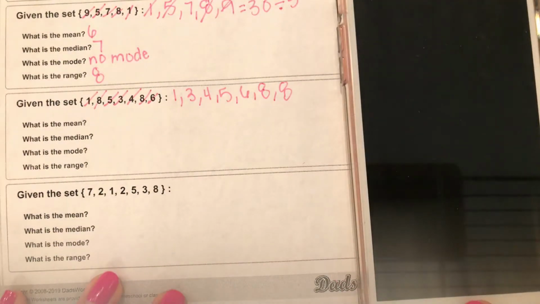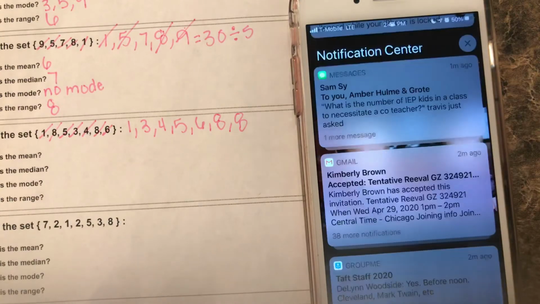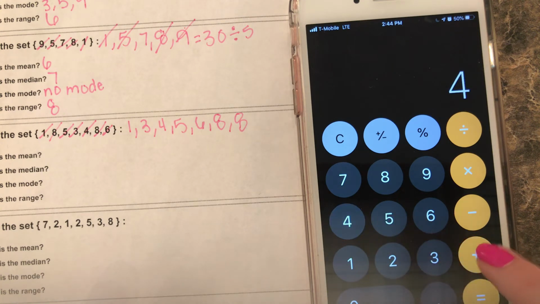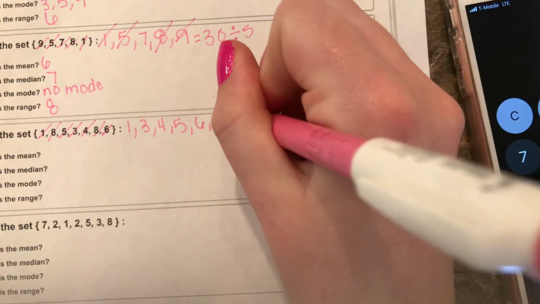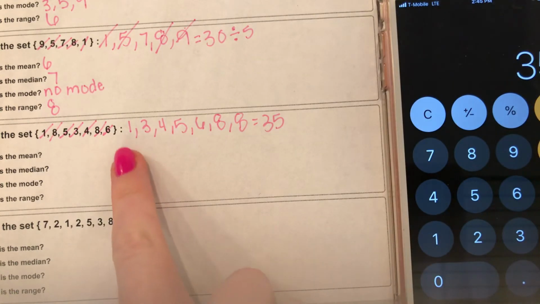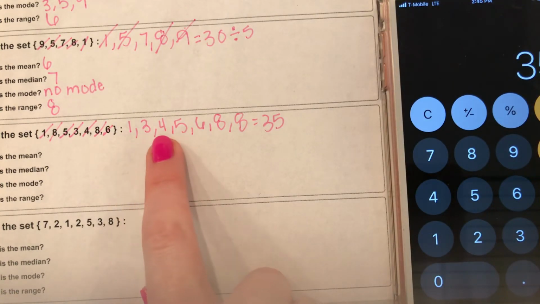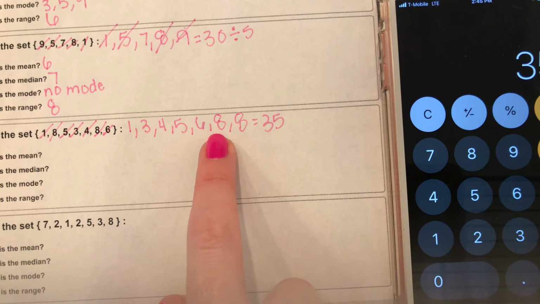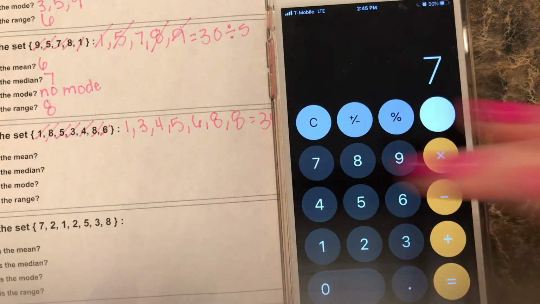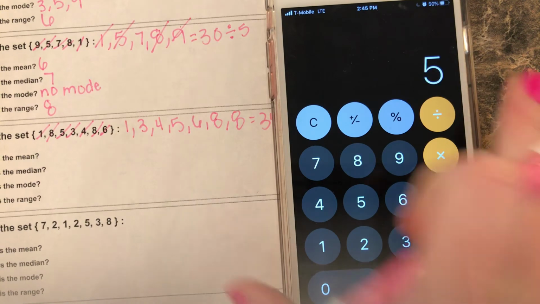All right, adding them all up. 1 plus 3 plus 4 plus 5 plus 6 plus 8 plus 8. 35 is our total, but we're not finished. Now we have to divide by 1, 2, 3, 4, 5, 6, 7. So 35 divided by 7 gives us 5.